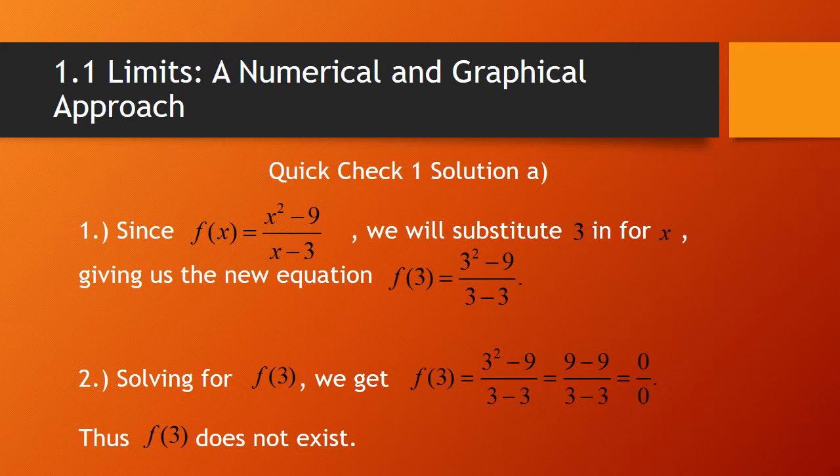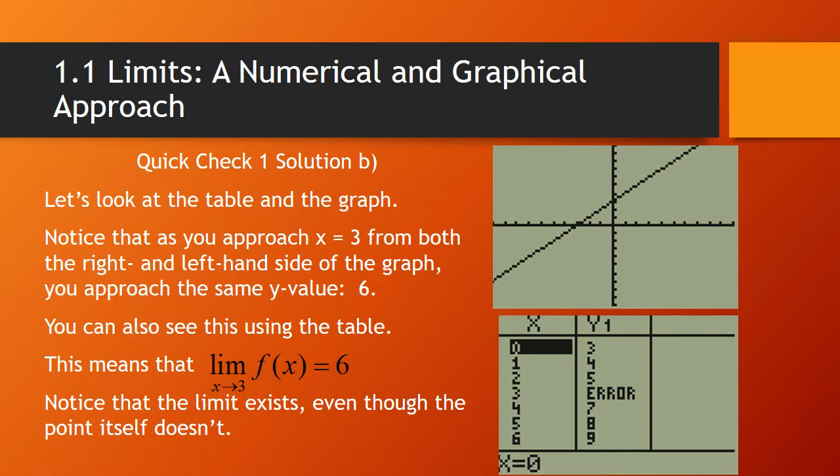Okay, first of all, if we put in 3 for x, we get 3 squared minus 9 over 3 minus 3. And when we simplify that, we get 0 over 0, which is undefined. So f of 3 does not exist. However, if we look at the graph, we notice that as we approach 3 from both the right and left side, we approach the same value, which is y equals 6. You can also see this using the table. If you go at 3 from the lower numbers and from the higher numbers, the y value you're approaching is 6.